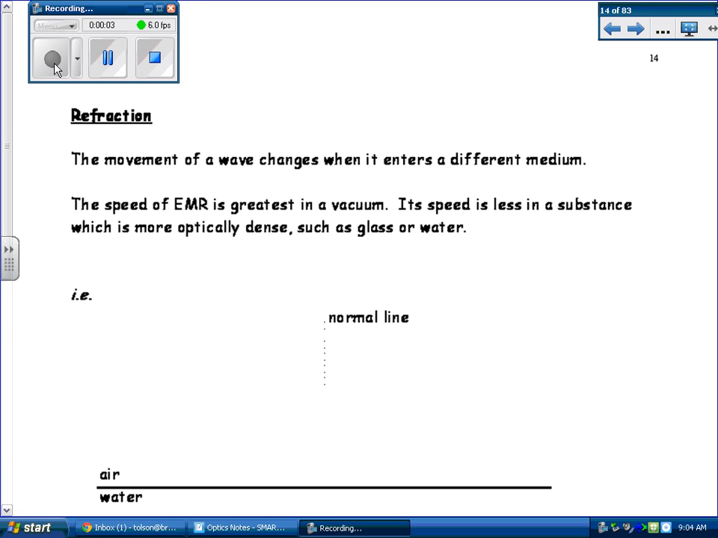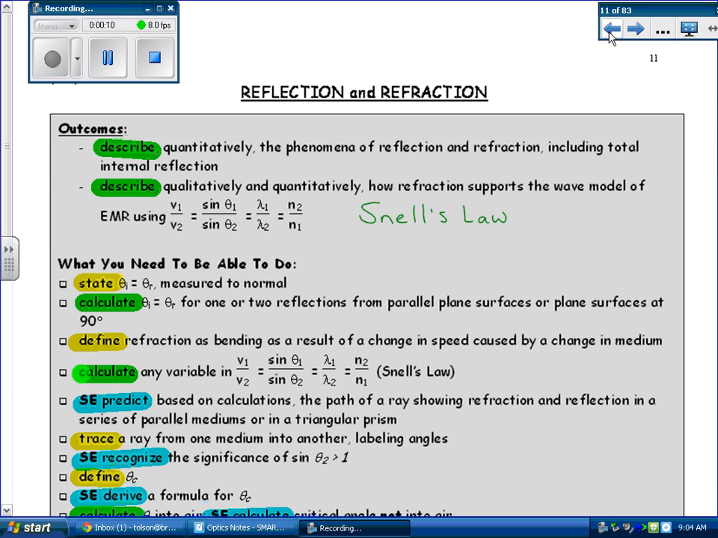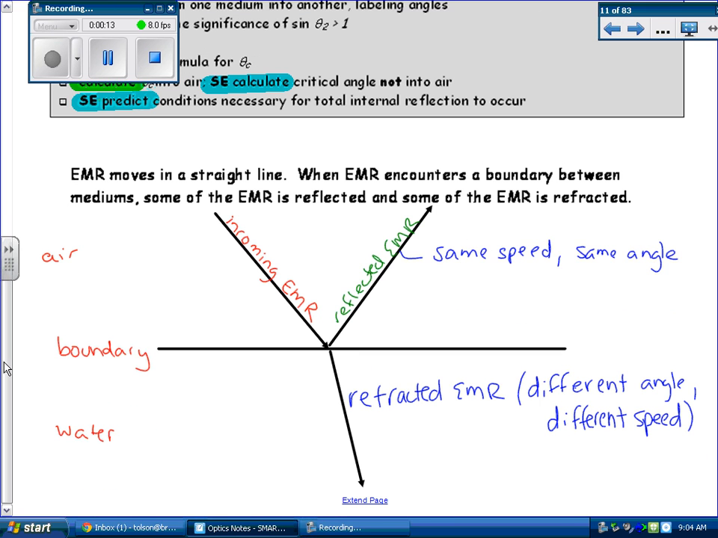Okay, so yesterday we talked about reflection. And at the beginning of the lesson, I mentioned that when light hits a boundary, or when EMR moves in a straight line and encounters a boundary between mediums, some of the electromagnetic radiation is reflected, which you saw with the lenses. Some of it, like when you shone it at 20 degrees, you should have seen a reflected ray back at 20 degrees. And some of it is refracted, which means it moves into the new medium, but it moves at a different angle. Like it bends. And it bends because it's moving at a different speed. That's called refraction.